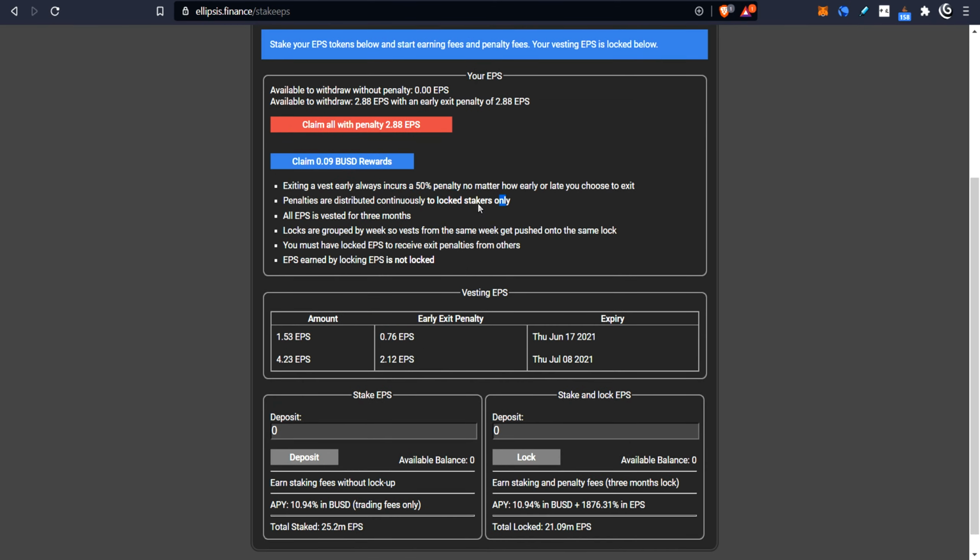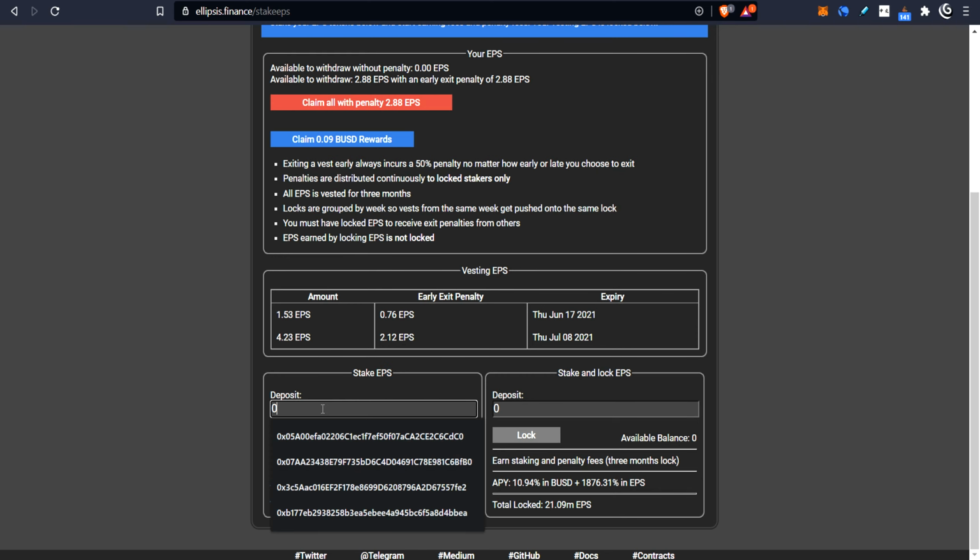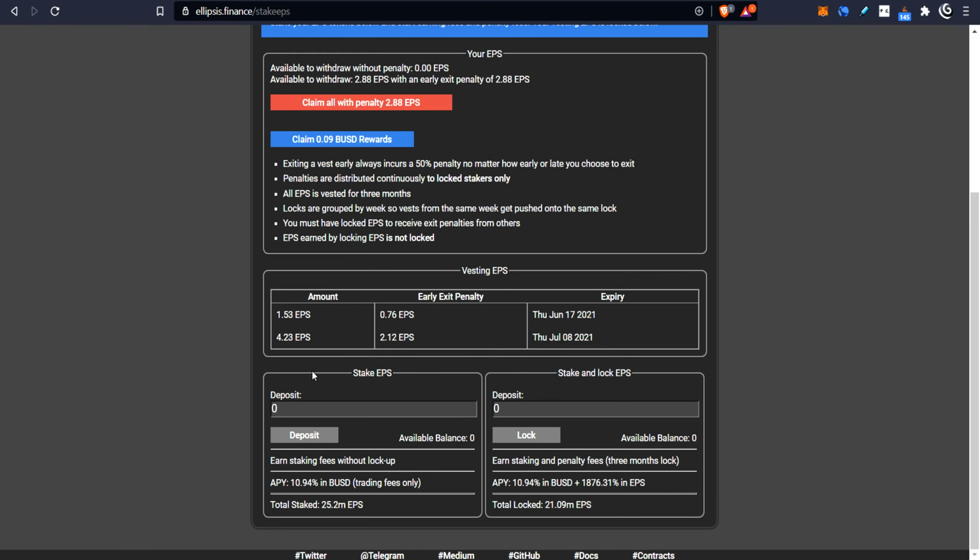It says right here: penalties are distributed continuously to locked stakers only. So I'll explain that down here. If you have some EPS tokens, you can stick them in here and stake them. And if you stake them, then you're going to gain some of the trading fees from the protocol itself. So currently it is 10.94. This number will change every time they write a block, I believe. I could be wrong. So you can stake your EPS tokens here and gain these trading fees.